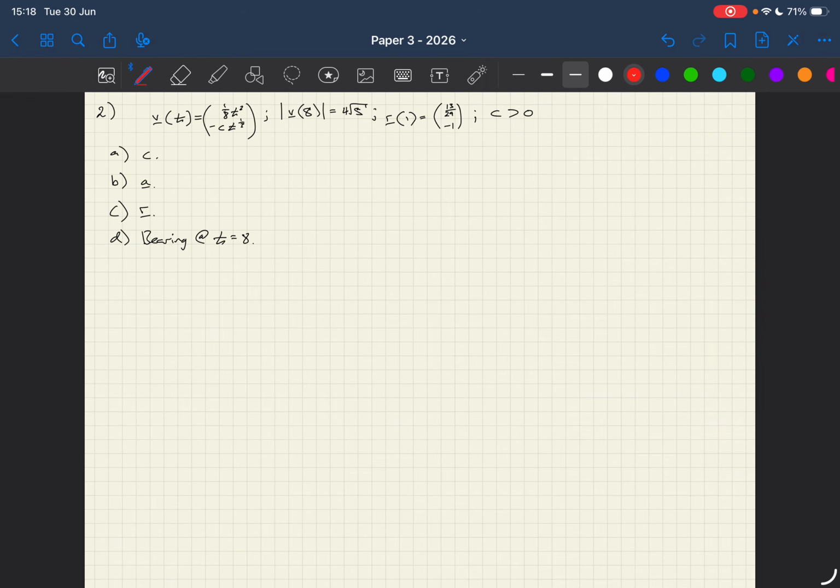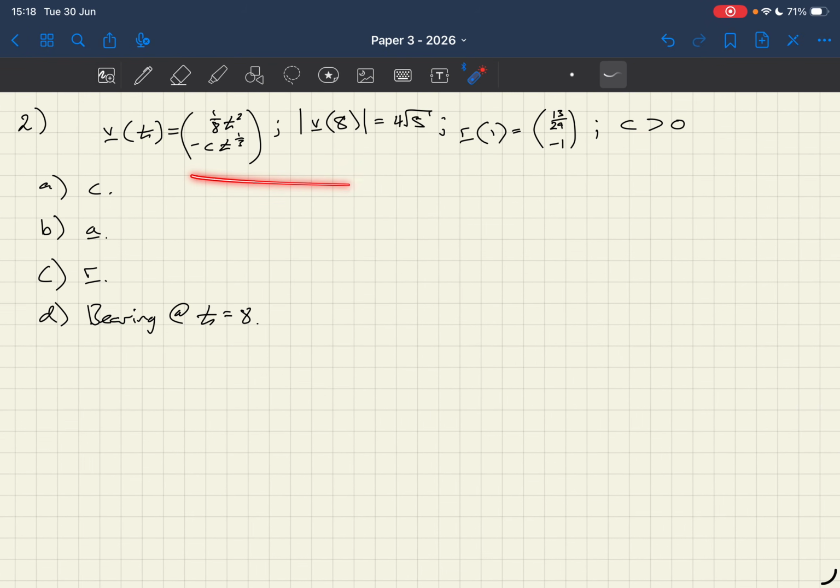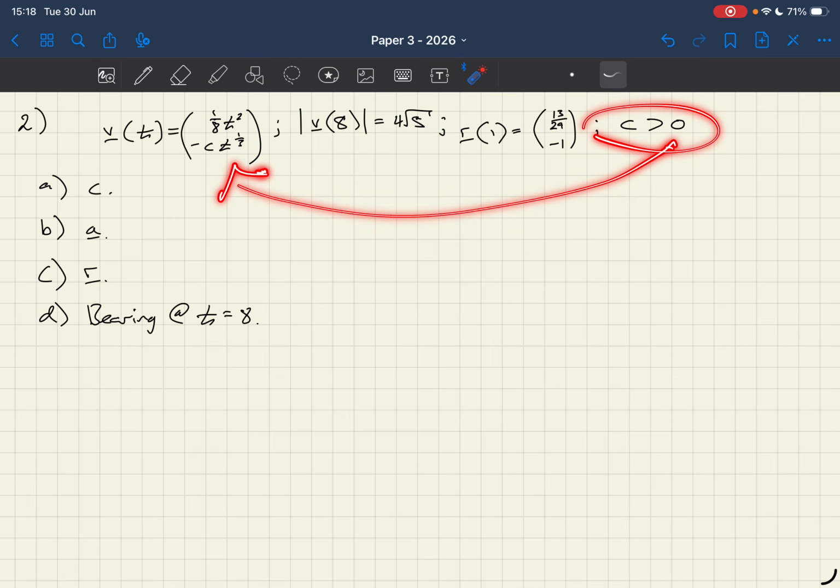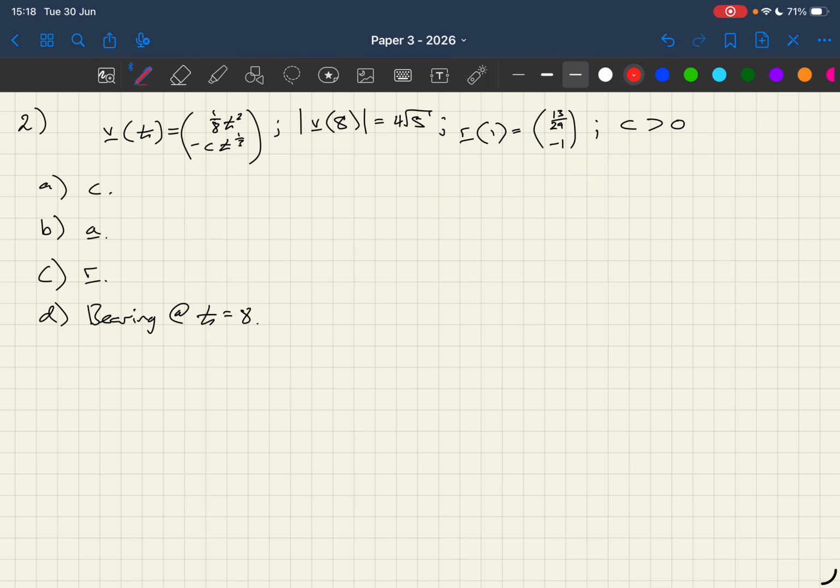Let's go to number 2. Here, we've been given some information. I don't know exactly how you're given all this stuff. I'm just trying to piece it back together from the answers. So we've been given some velocity. We're told the speed when the time is 8 is 4 root 5. The position at time 1 is given by this vector. And we're told that the c, which is the unknown in this velocity part, is positive. So let's keep going. What do we need to do first?